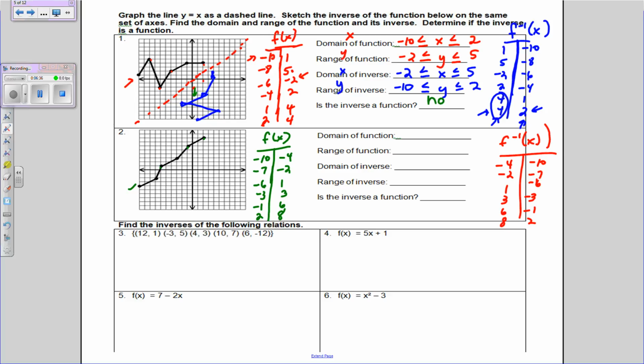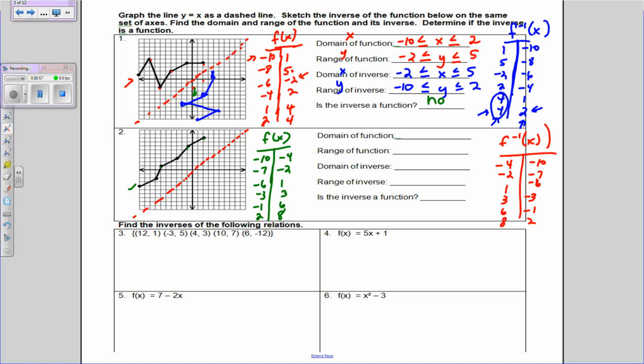And then let's draw in the y equals x line, which is every other diagonal, 1, 1, 2, 2, 3, 3. And it should look like a reflection over that. And then graph the points for the inverse.